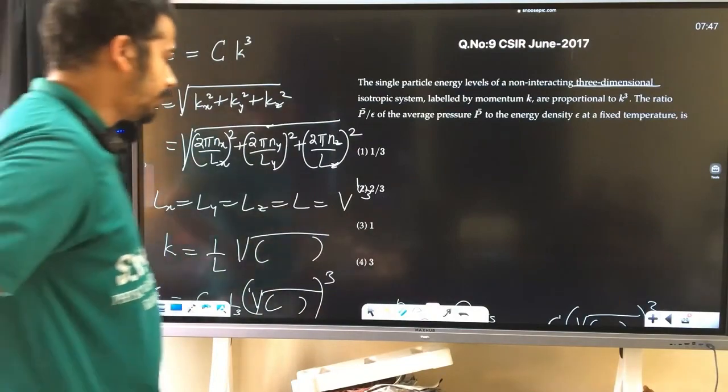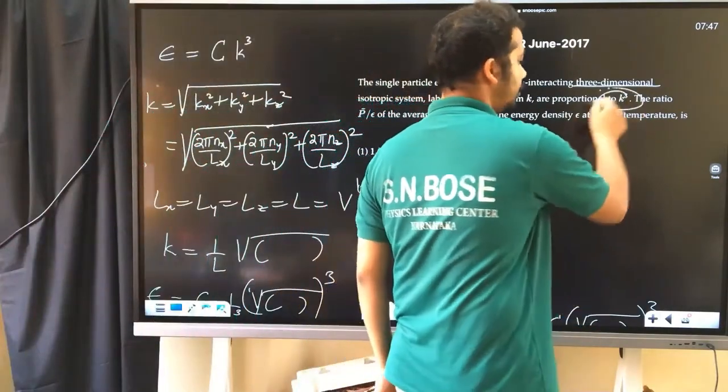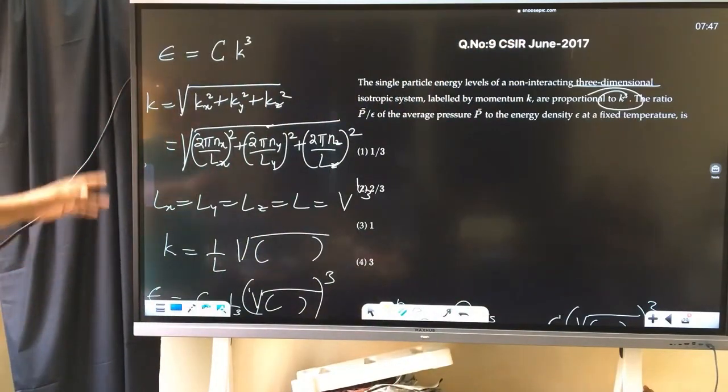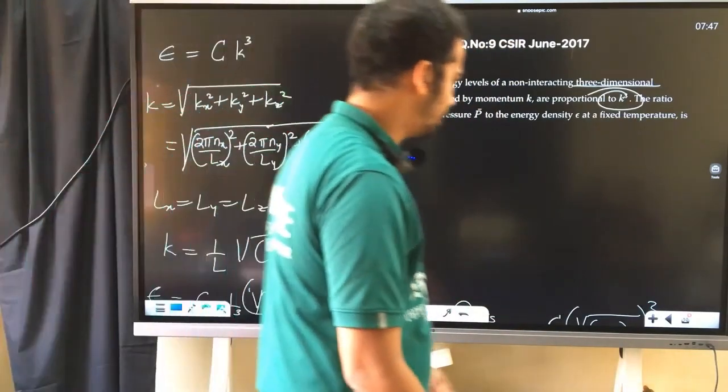He has given the dispersion relation. From the dispersion relation, you should find this one. Again, the same method only. Whatever I have done, that's the same method only.